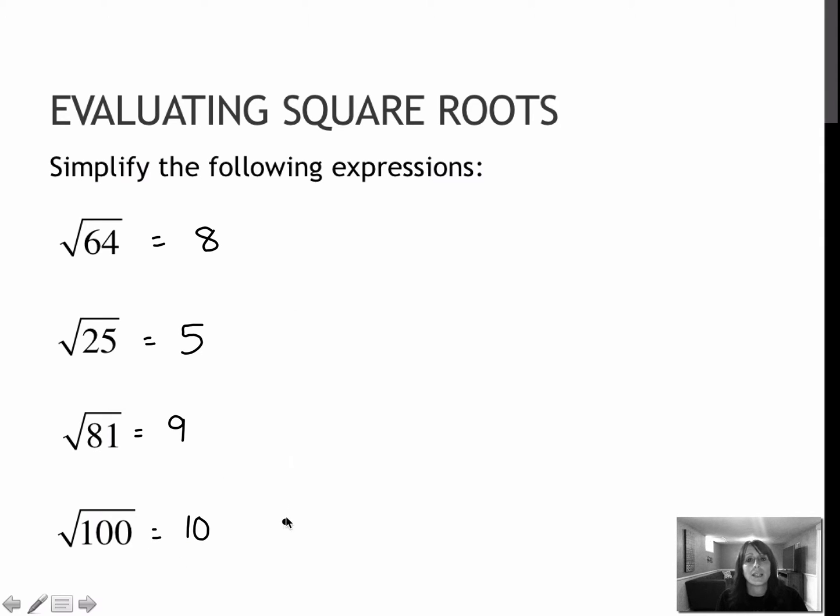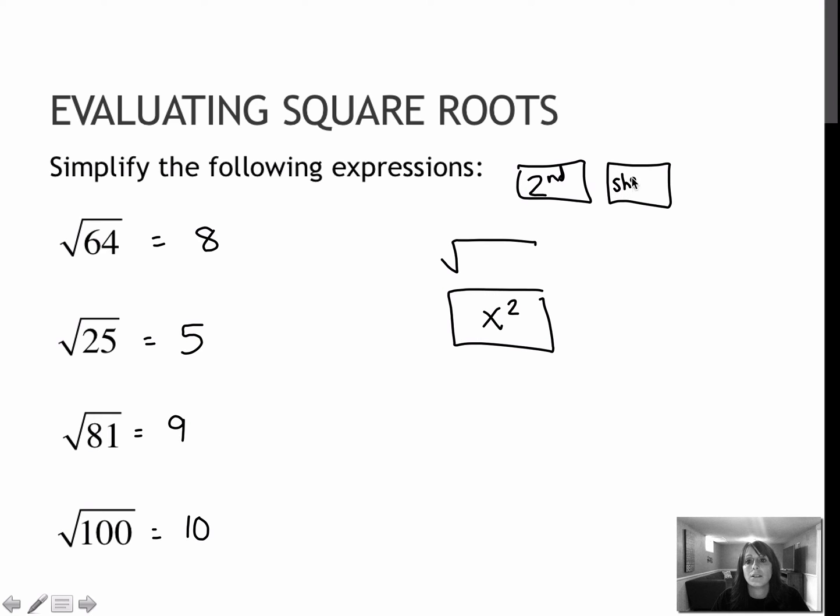If you're evaluating these on your calculator, you should have a square root button. It's very possible that you might have a button that says x squared, and above it, written in pink or blue or green or some other color, you might have a square root sign, in which case you might have to hit the second button and then this, or possibly a shift button and then the x squared. So just pay attention to the colors on your calculator because they will coincide.